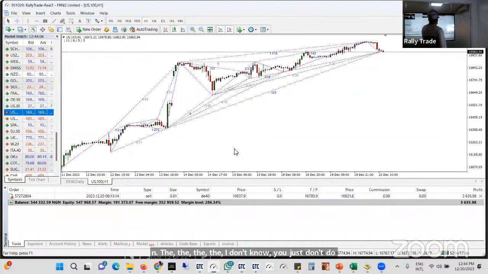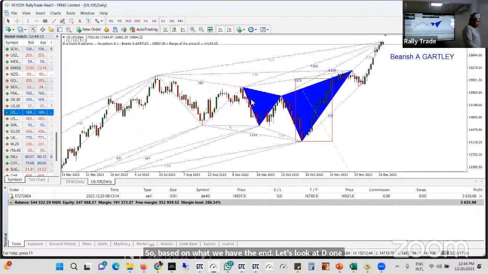So based on what we have here, let's look at D1 now. Okay, so it's also writing the same thing. Can you see it? It's also writing the same thing, that there's a bearish Gartley playing right now.